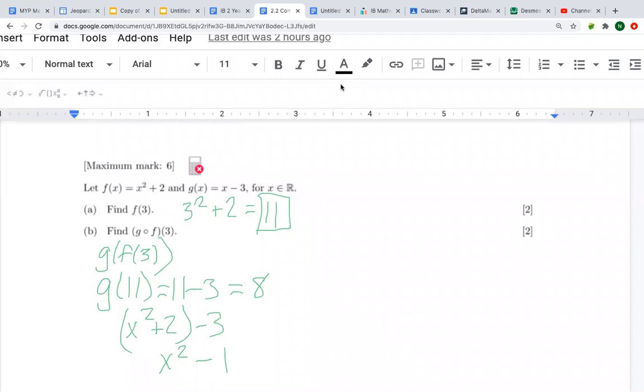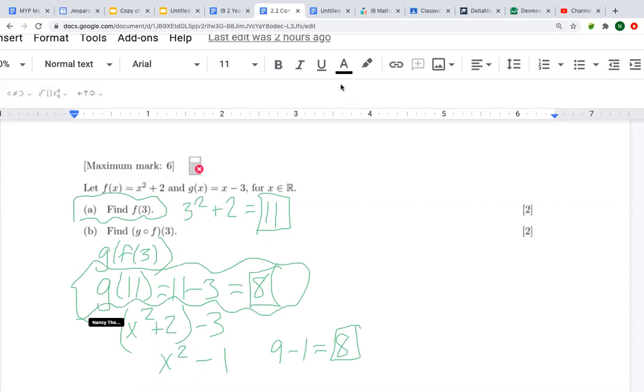And then if you had x squared minus 1 and you plugged in 3, you would get 9 minus 1 equals 8. And both answers were 8. So either method works, it's just whichever you think is faster. Considering what they asked you to do in part A, I would assume that the fastest way and the way they want you to do it is this, but either way would work.